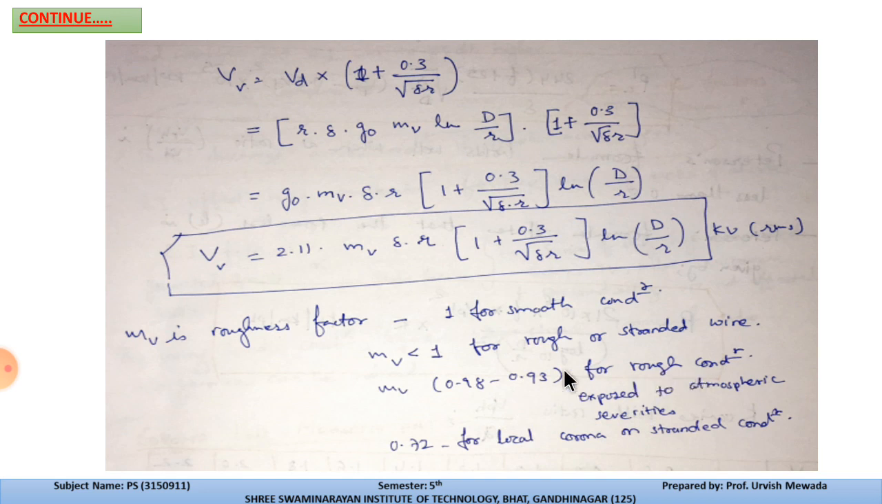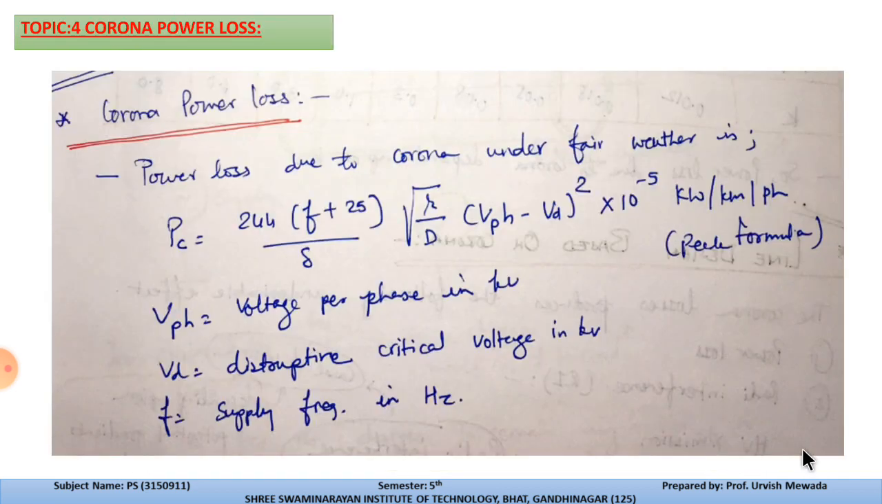So this is the value for MV, and 0.72 for the local corona on a stranded conductor. So these are the values for MV that we use in the examples. Please keep in mind the values of MV, and you can also note them down for the example calculations.